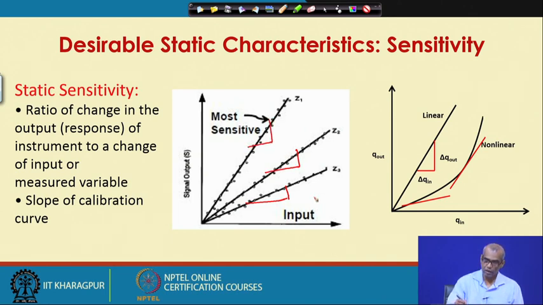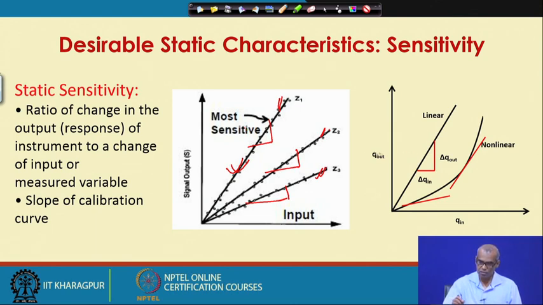So, let us say this is for one instrument, this is for another instrument, this is for another instrument. So, this is the calibration curve for one instrument, this is for the second instrument, this is for the third instrument. The slope here is maximum. So, the sensitivity of this instrument is maximum. So, this is the most sensitive instrument.